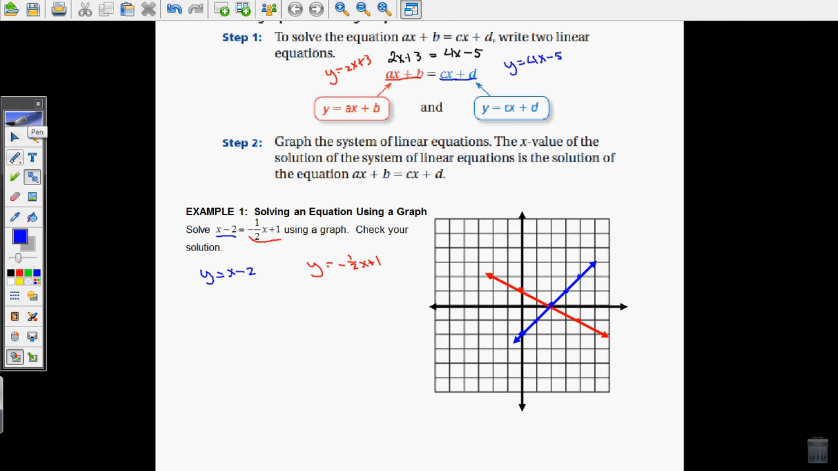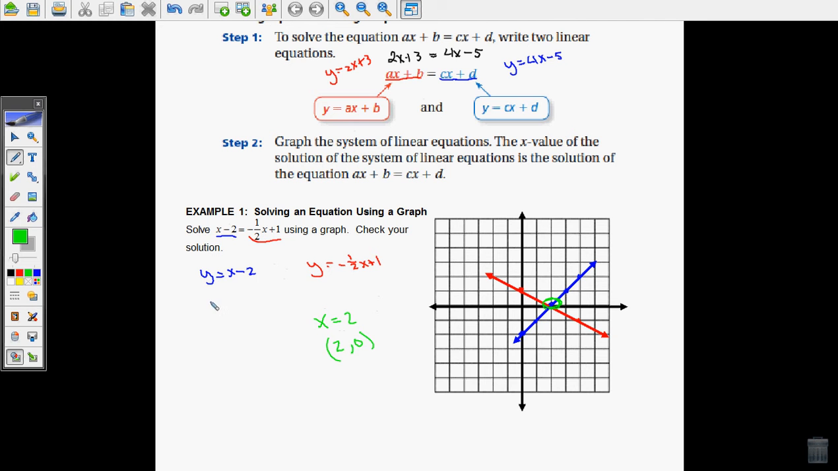And what is super, super, super cool here is this nice little intersection right there. Boom. That is my solution. It's at x equals 2 right there. The full coordinate point is 2, 0. And that would be my solution if this was a system of equations. But the x value is what's really important there to make this equation true. Let's take a look at how that works.